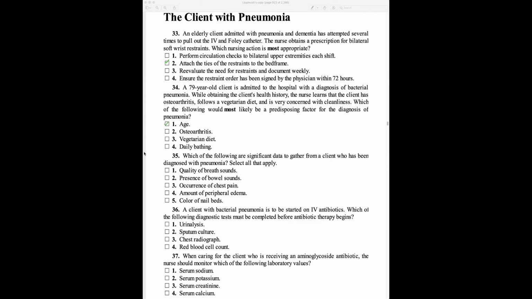Very good. The correct answer is age. So the moment a patient is 65 or older, they are more at risk for pneumonia. Number 35, which of the following are significant data to gather from a client who has been diagnosed with pneumonia? Select all that apply.